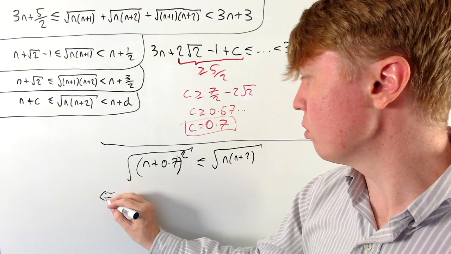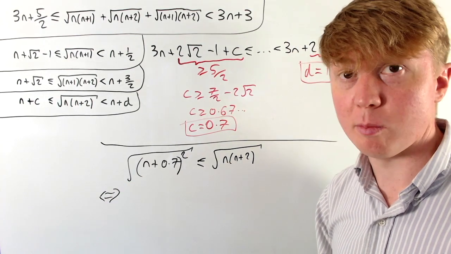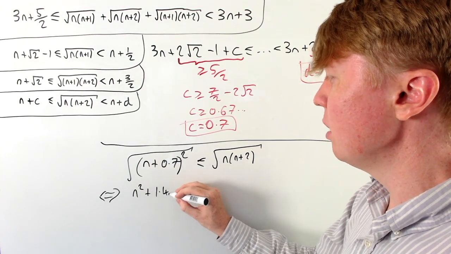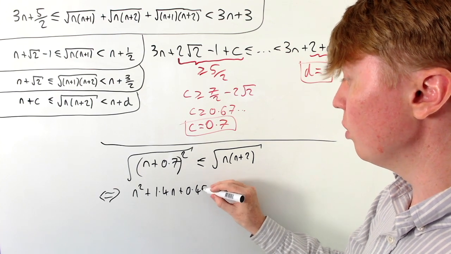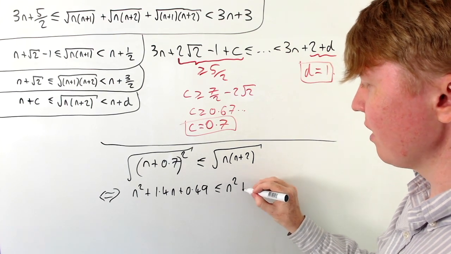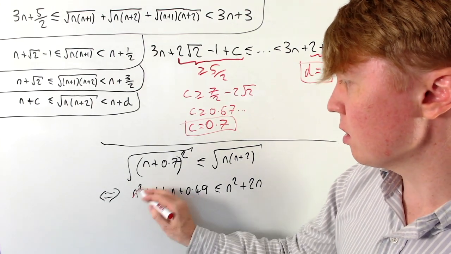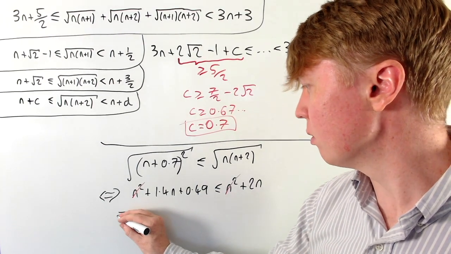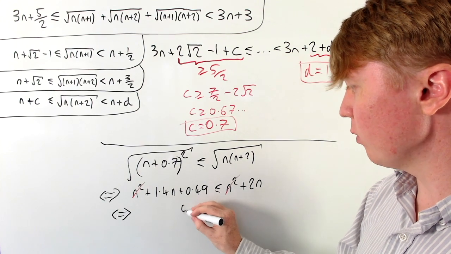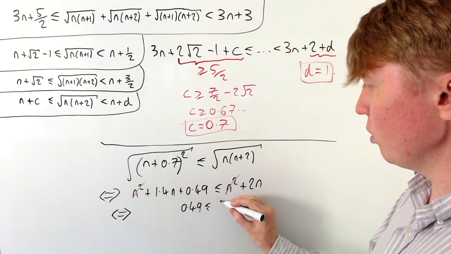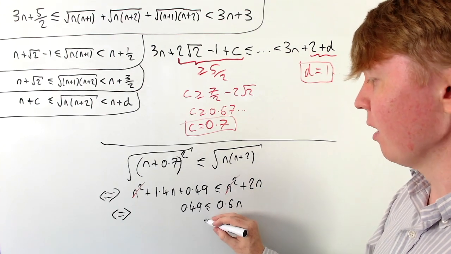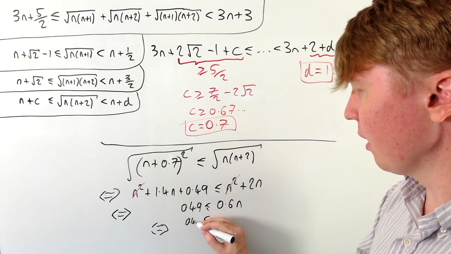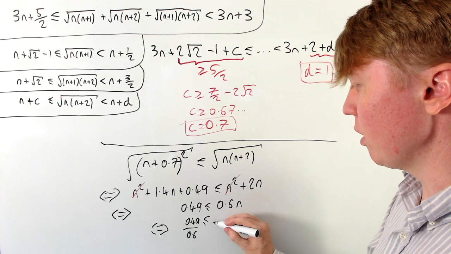And we know that this is going to be true if and only if, first of all, we can take square roots on both sides, then expand each bracket. So this is true if and only if n squared plus 1.4n plus 0.49 is less than or equal to n squared plus 2n. You can see once again our n squared's cancel, and if we collect all of our n terms onto the right hand side, this is going to be true if and only if 0.49 is less than or equal to 0.6 times n. Then this is true if and only if 0.49 divided by 0.6 is less than or equal to n.